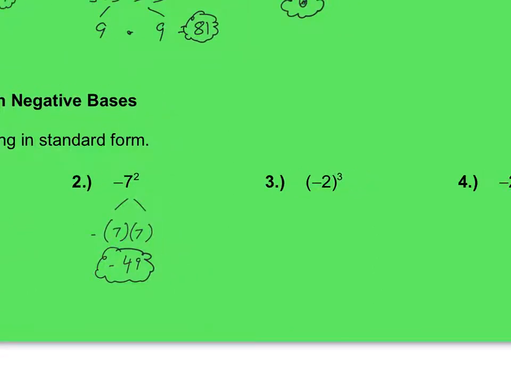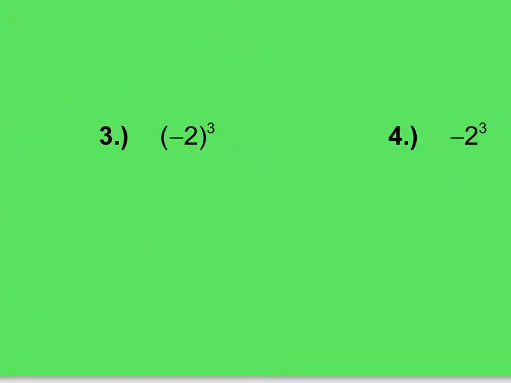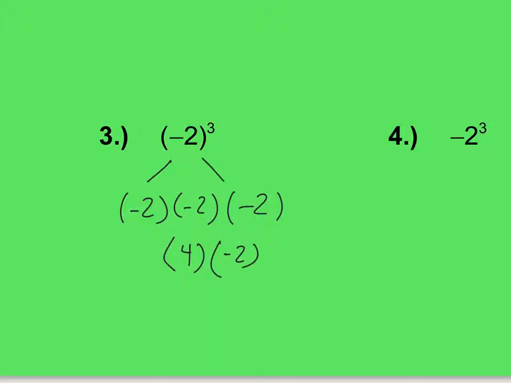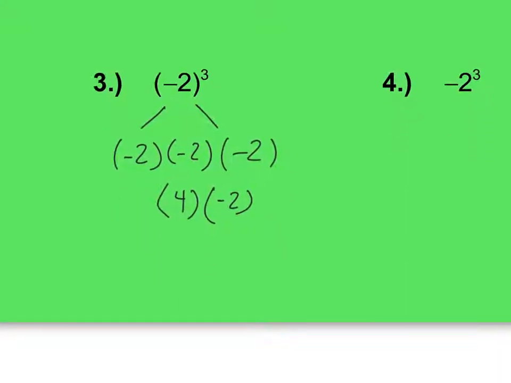So I'll do number 3. We have -2 to the third power. I'm going to split it up. This means -2 times -2 times -2. The reason I included the parentheses on all 3 is because it's in the parentheses there. Well, -2 times -2, the first part, that's positive 4. Now I'm going to multiply it by that -2 here. Well, positive 4 times -2 is -8.